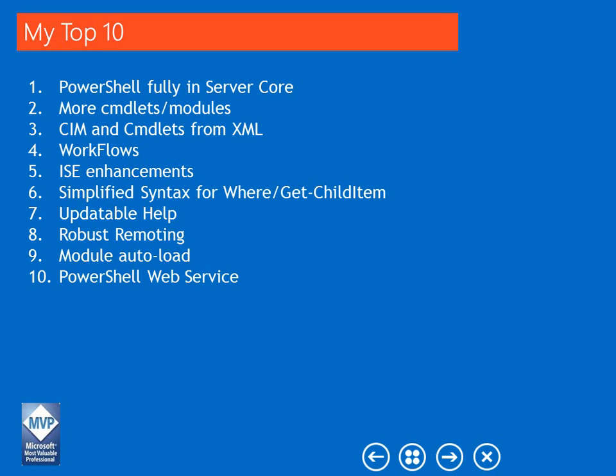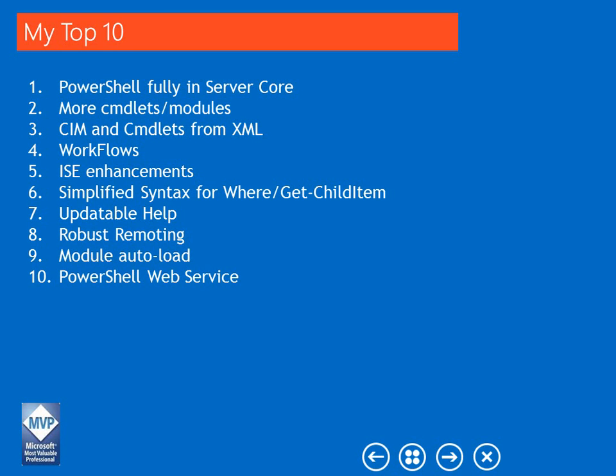Number 4, workflows, being able to ship scripts across machines that are long-running and survive a reboot. And I'll show you an example of that. I've also got a really cool workflow which actually builds virtual machines. The fifth is the integrated scripting environment, which is now just seriously cool, and I'll show you how much that's improved in V3. Number 6: I mentioned making things easier. The syntax for Where-Object and Get-ChildItem was a little bit tedious, and there's now a much simplified syntax, which I'm finding I'm really enjoying.